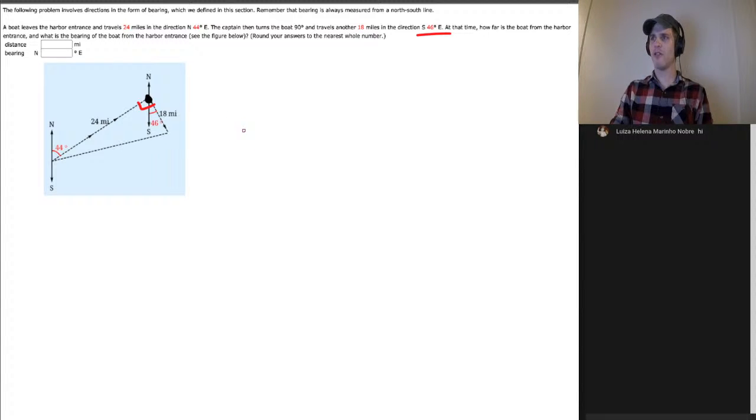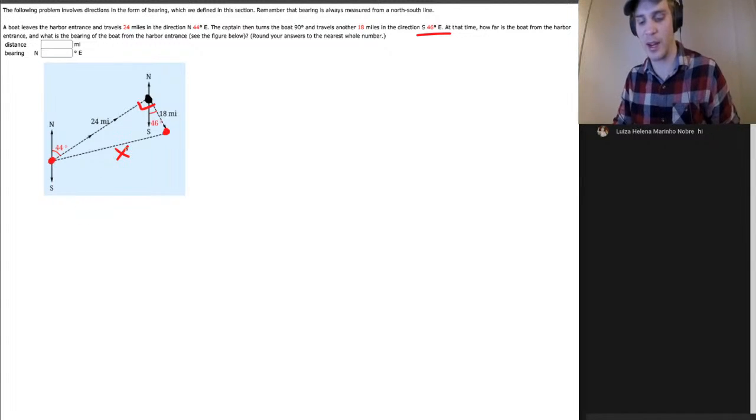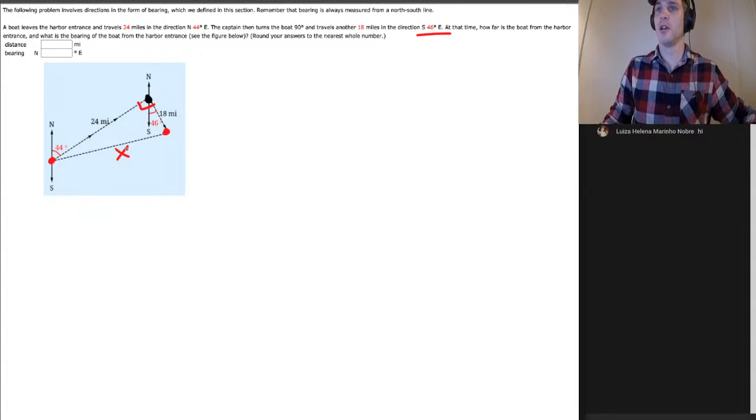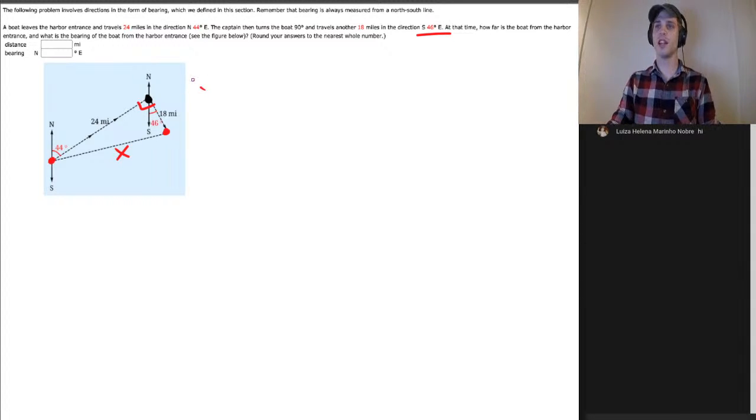So at that time, how far is the boat from the harbor entrance? What they're talking about is this point here. They want to know how far it is from the harbor entrance, which is here. So that's the distance x, and we need to find x. Understanding that we've got a right angle there, we can just use right triangle trigonometry. I have two sides and I'm trying to find the third side.